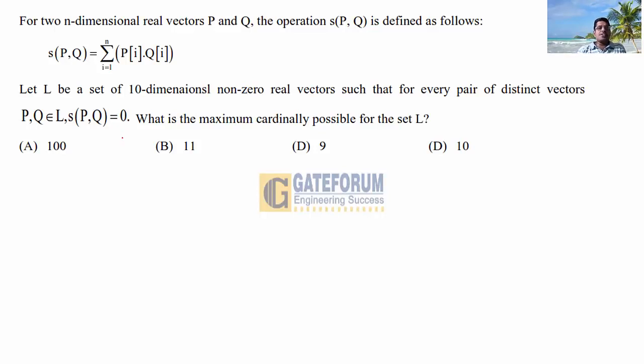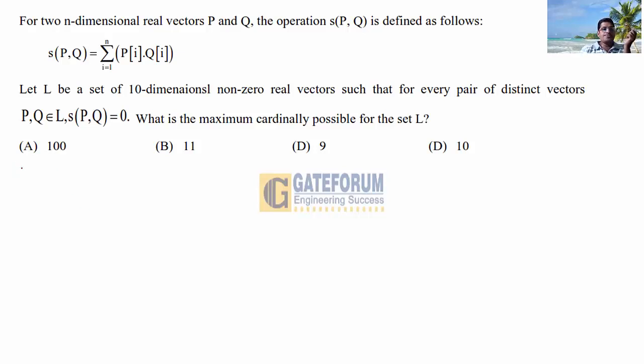Four options A, B, C, D are given. This question is from engineering mathematics, from the topic linear algebra basics, GATE 2021. The solution is: here S of p comma q is given as the sum of the products of the corresponding components, that is, the dot product of two vectors.